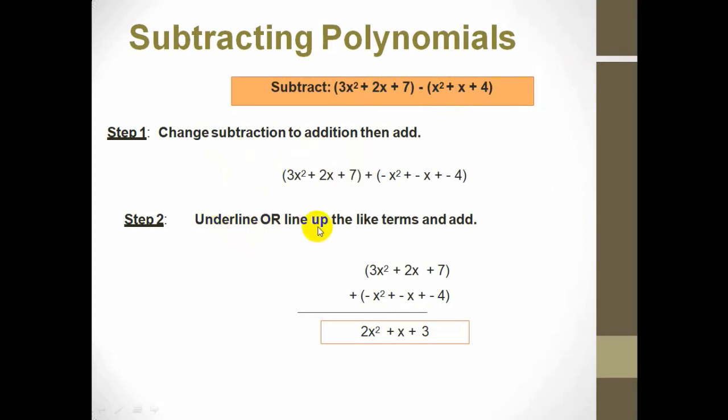Now underline the like terms. 3x square and minus x square are like terms, so add 3 minus 1, 2. And 2x and minus x are like terms, so add the coefficients, plus 2 minus 1, plus x. And plus 7 and minus 4 are like terms, so add plus 7 minus 4. Plus 7 plus into minus 4 is equal to plus 3.